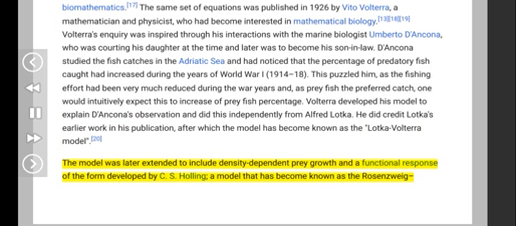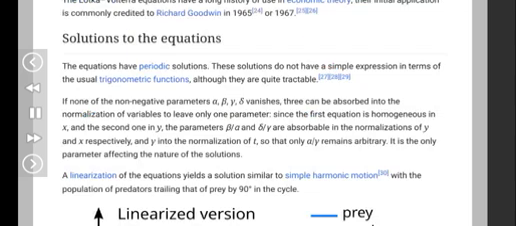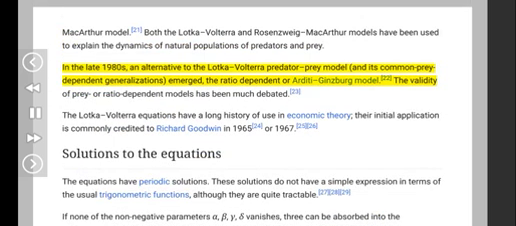The model was later extended to include density-dependent prey growth and a functional response of the form developed by C.S. Holling, a model that has become known as the Rosenzweig-MacArthur model. Both the Lotka-Volterra and Rosenzweig-MacArthur models have been used to explain the dynamics of natural populations of predators and prey. In the late 1980s, an alternative to the Lotka-Volterra predator-prey model, and its common prey-dependent generalizations, emerged: the ratio-dependent or Arditi-Ginzburg model. The validity of prey or ratio-dependent models has been much debated.